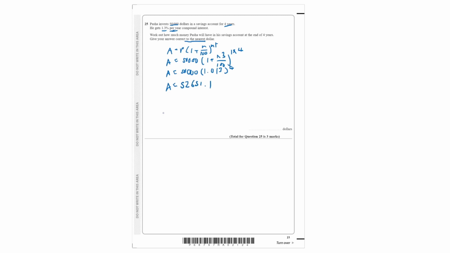52651.1, and correct to the nearest dollar. 1, 2, 3, 4, we round down. 5, 6, 7, 8, 9, we round up. And to the nearest dollar, the value after it is 1, so that means we round down. So that means our final amount is $52,651.